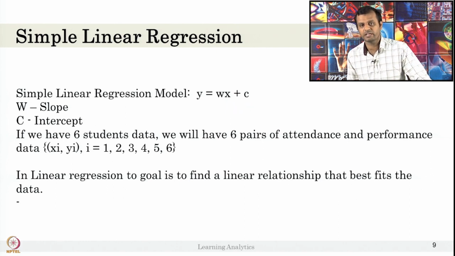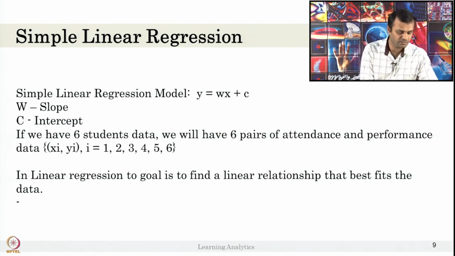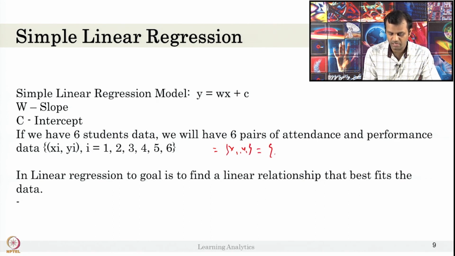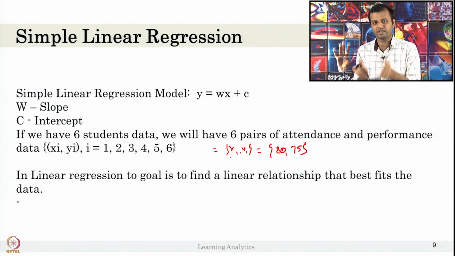We have 6 students' data. Suppose you have 6 students' data, which means you have 6 pairs of input data, 6 pairs of xi and yi: x1, y1, x2, y2, something like that. Hope you understood what I am talking about. You will have one set of variables x1, y1, that can be, say, attendance of 80% and final mark of 75, and similarly x2, y2. So if we have 6 students' data, 6 pairs of x and y are available. That is the data.